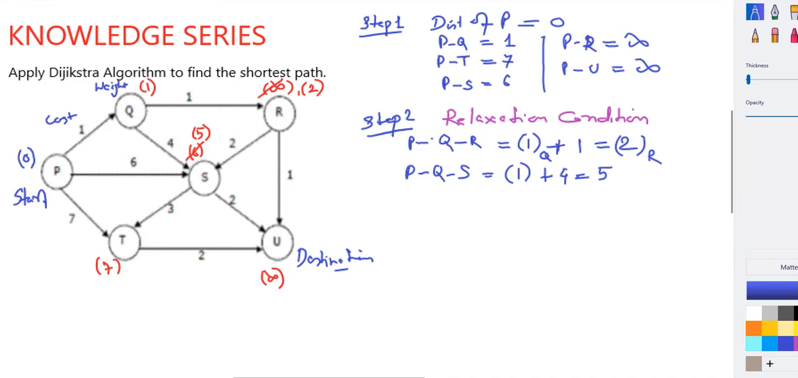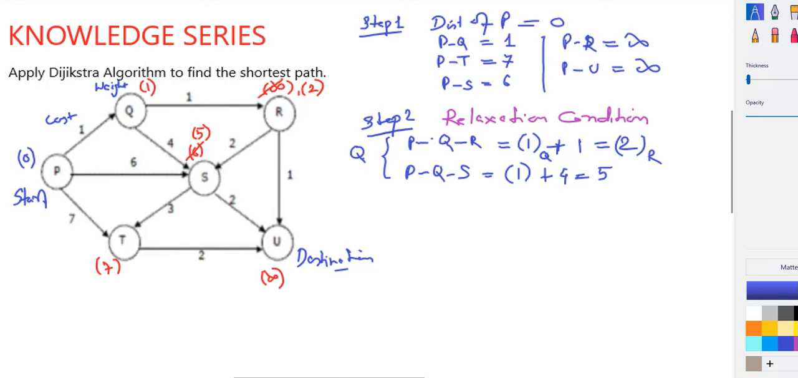In both the cases, our Q weight was small. Okay, now we go with the next. Now we got 1, 2, 5, 7 and infinity, where we find R is the smallest one. So we go with the next case, R.